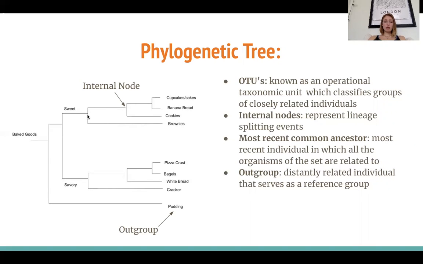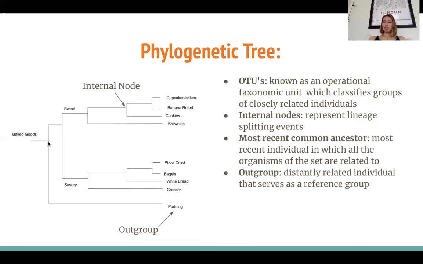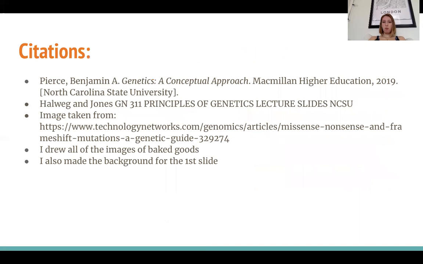A most recent common ancestor is the closest organism to which all the organisms of the set are related. And then an outgroup is a distantly related individual that will serve as a reference group. So in our example, that would be pudding, because while pudding is a baked good, it can also be sweet or savory, but it's still liquid. It's semi-solid, but also not. And then the rest of the individuals are all solid.